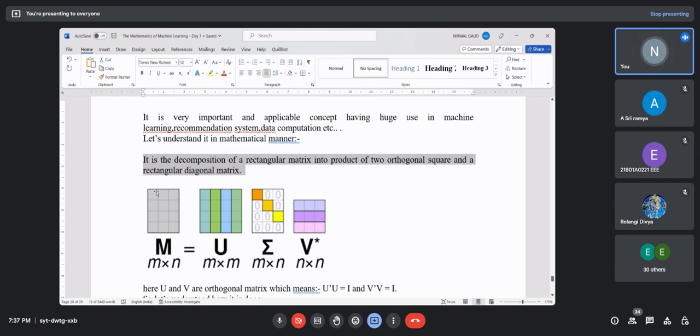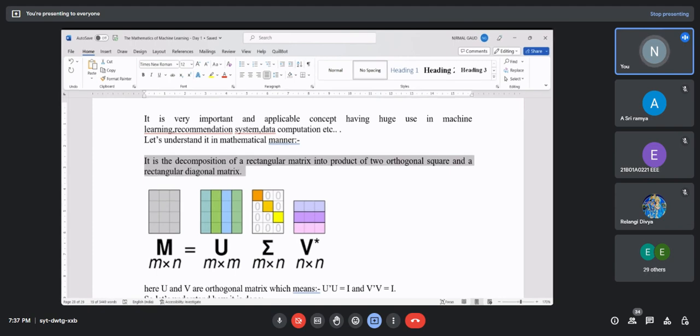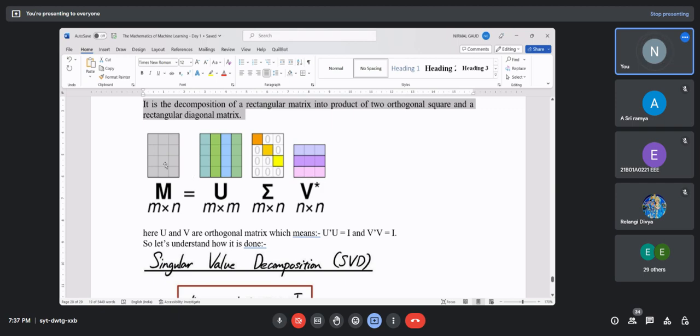I need to divide this rectangular matrix in such a way that the result is the multiplication of three different matrices: two of them are square matrices and one of them is a rectangular diagonal matrix. Here you are seeing the result: U, Sigma, V star.